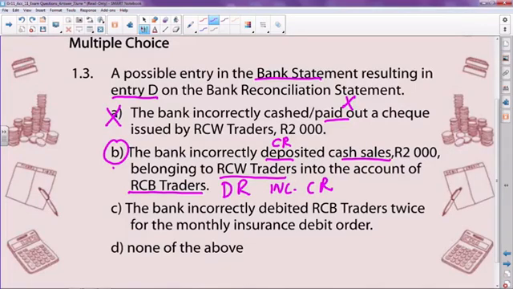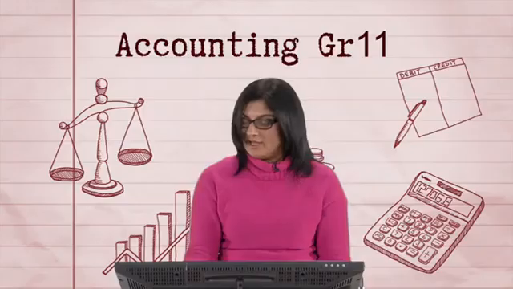Right, let's look at why alternative C will be incorrect. The bank incorrectly debited RCB traders twice for the monthly insurance debit order. So we know that it cannot be C, because if the bank has debited you twice, then you would ask the bank to credit incorrect debit, not debit incorrect credit. Okay, right, so hopefully you were able to get this one correct. Okay, guys, let's move on.